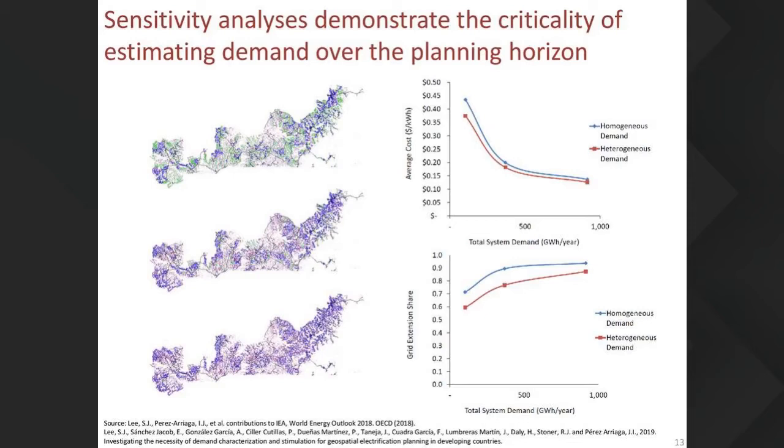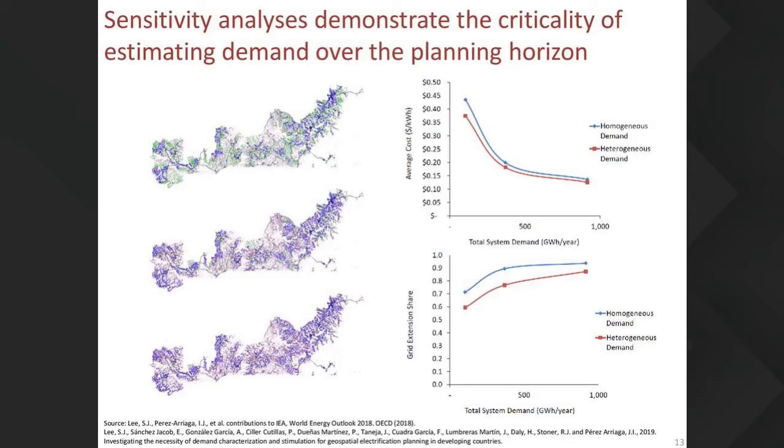And essentially, if you're inaccurate in various different ways, you can actually cause a lot of inefficiencies. Or conversely, if you're more accurate, you can produce a lot of efficiencies. So here we have sensitivity analyses demonstrating the criticality of estimating demand. And this came out in the IEA's World Energy Outlook in 2018. The study was also produced as a working paper.